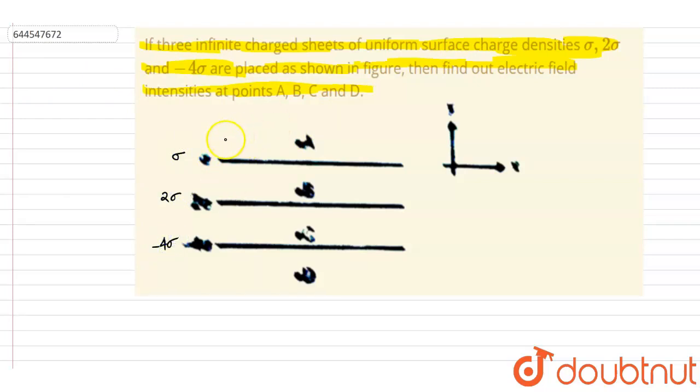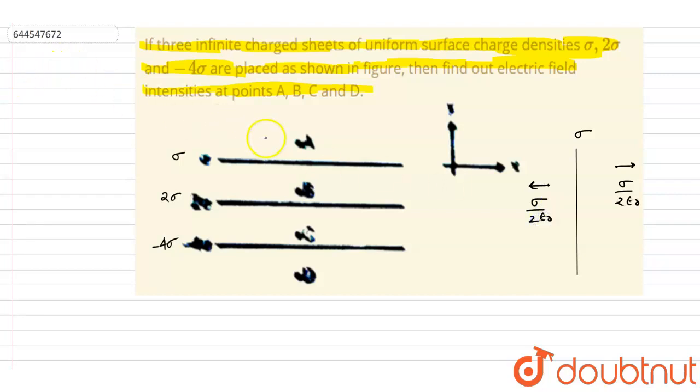So we know that because of a uniformly charged sheet, the electric field is equal to sigma by 2 epsilon naught if the charge density is sigma. It will be directed away from the plate if the charge is positive, and toward the plate if the charge is negative, right? If you see, away and away.